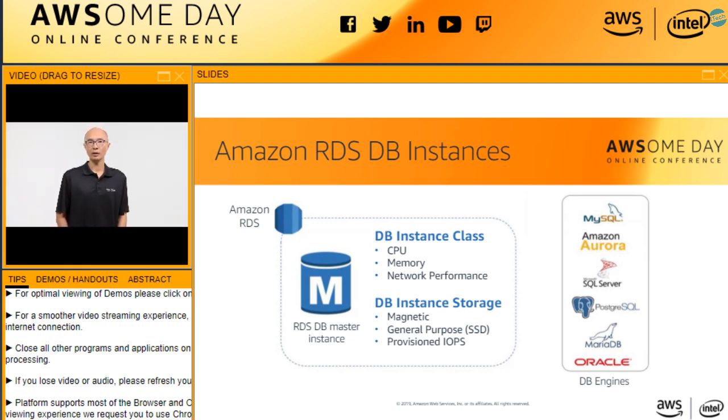Amazon RDS currently supports 6 database engines: MySQL, Amazon Aurora, Microsoft SQL Server, PostgreSQL, MariaDB, and Oracle. You deploy an Amazon RDS instance in a VPC of your choice, giving you control over your virtual networking environment.